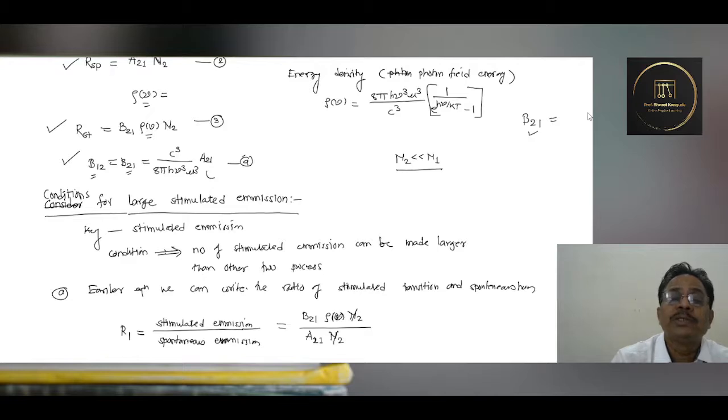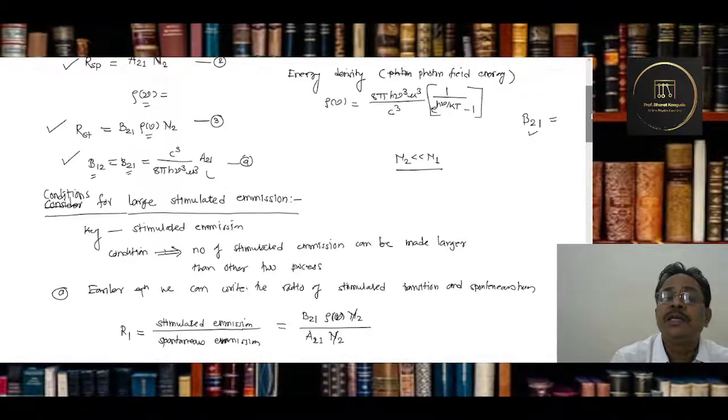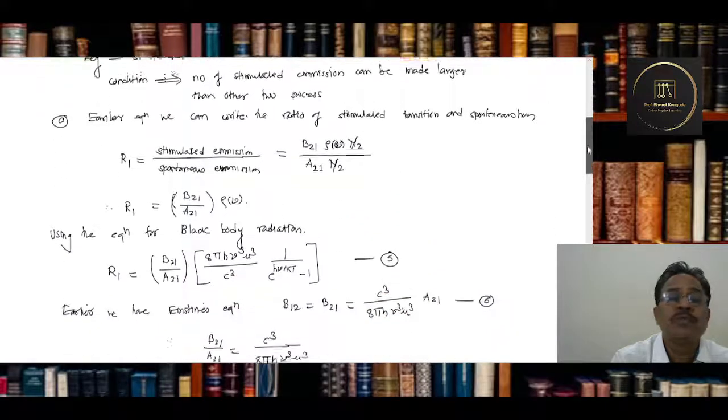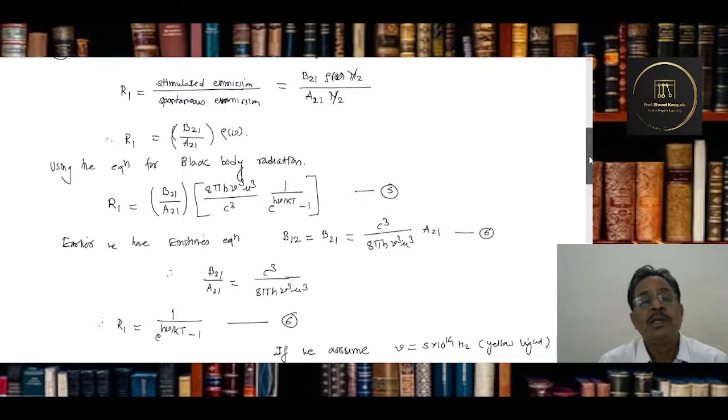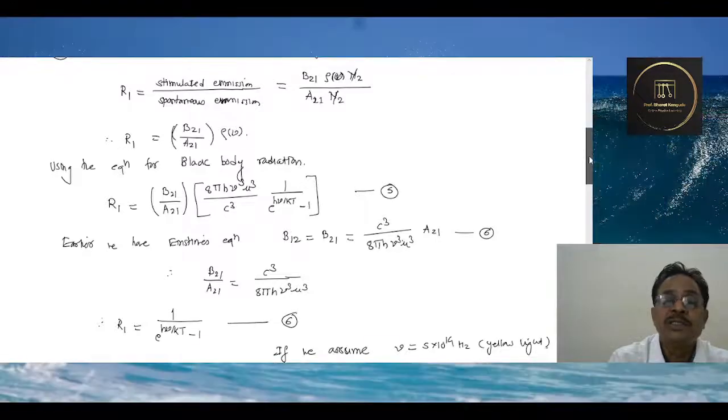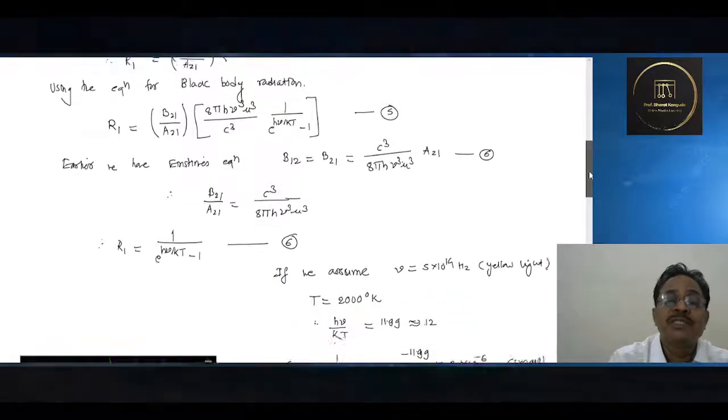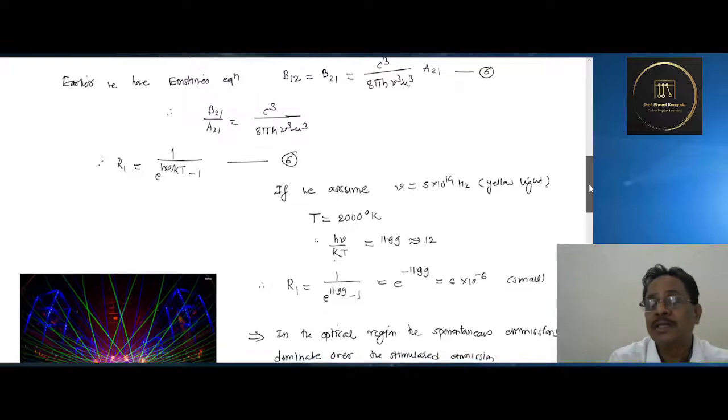Ordinarily at room temperature, this N2 is found to be much less than N1, and these are the three conditions we have to see, therefore ratios. So R1 is the ratio of stimulated emission to spontaneous emission, given by equation number 5, and at normal temperature, for optical radiations of the given frequencies and this type of temperatures, this particular ratio is found to be very small. That is not a suitable condition for this type of emission of laser radiations.